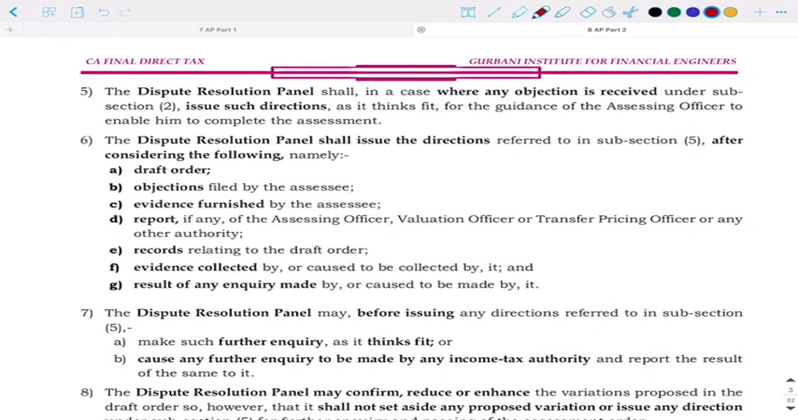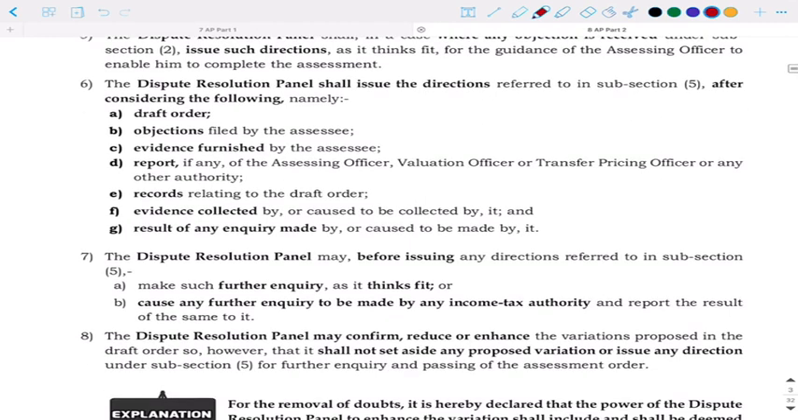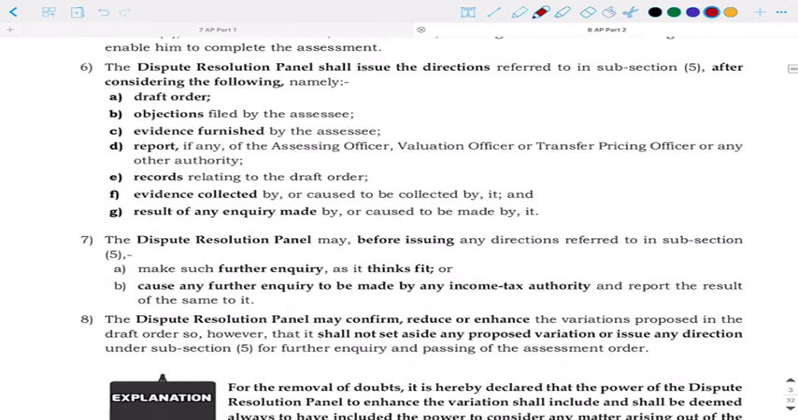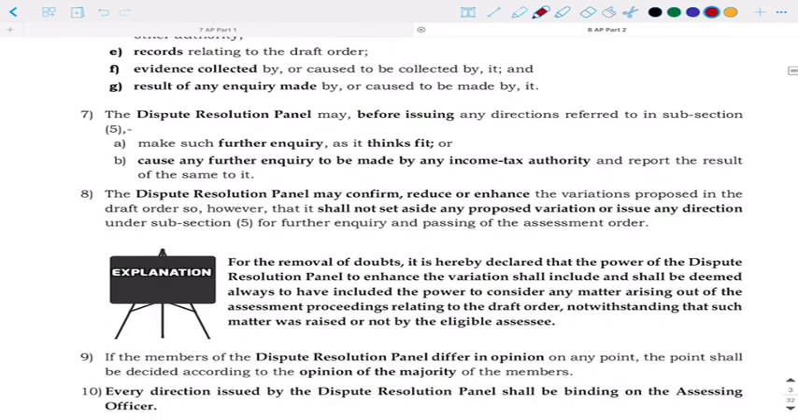If the matter goes to the DRP, then they might call for further details and they might give their judgment based on these points which are given in A, B, C, D, E, F, G. On the draft order they will consider the objections, the evidence furnished, the report, if any, of the assessing officer or TPO, records, whatever they want. They can do further inquiry if they want. And the DRP has the powers to confirm, reduce or enhance the variations proposed in the draft order.